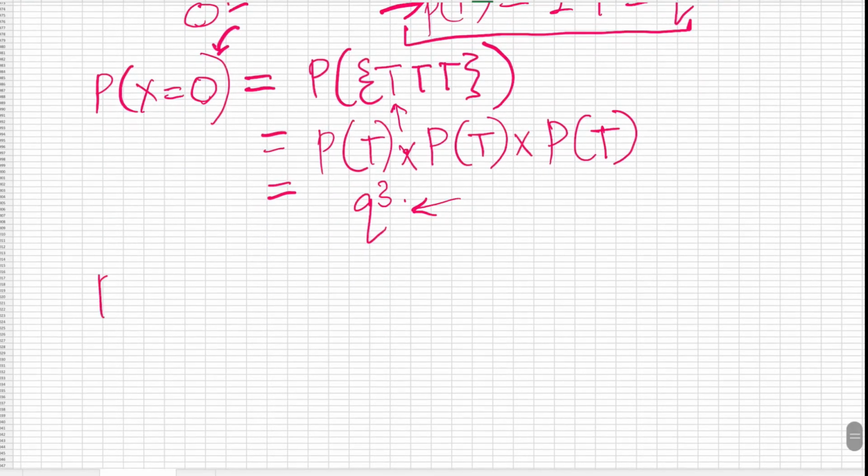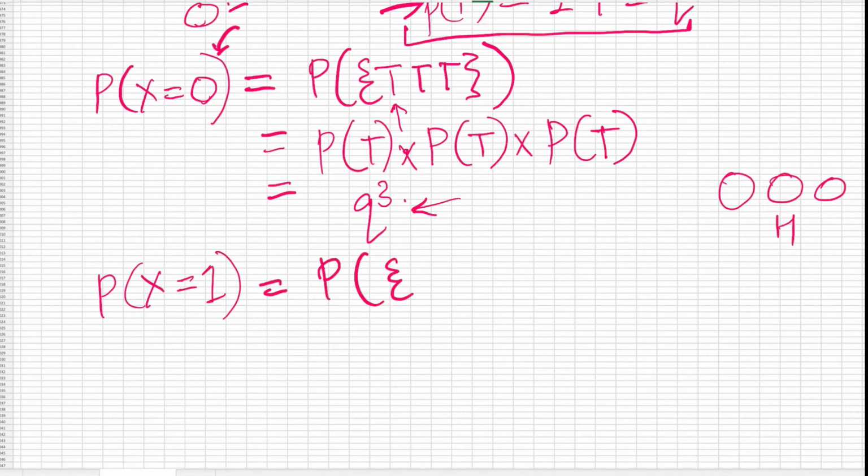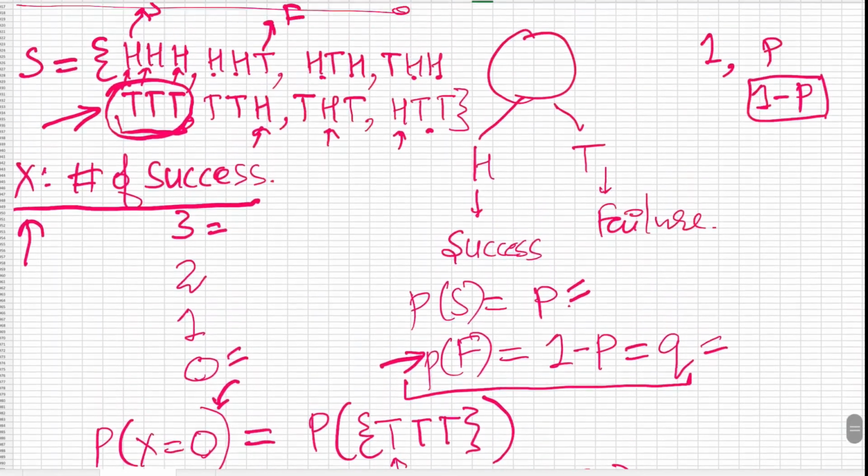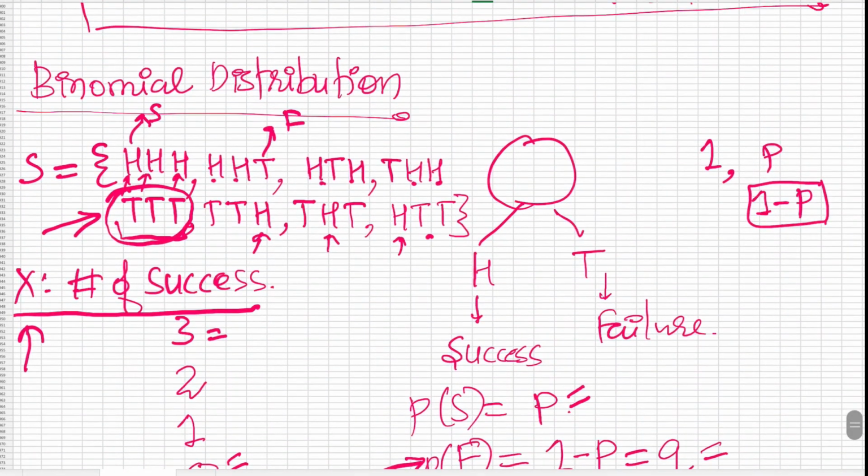Now let's try to find out the probability of getting 1 success, meaning we are throwing a coin 3 times and we are getting heads at least 1 time. The favorable outcomes of this specific condition, at least 1 success, meaning at least 1 head. So we have 3 outcomes favorable to this, with H at least one time in these three outcomes.